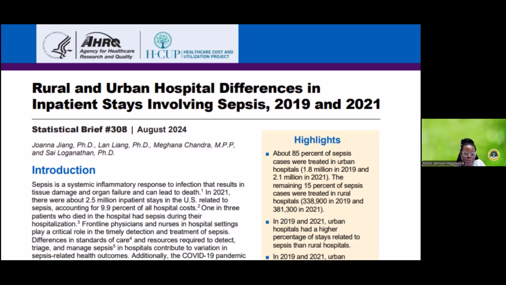In 2019 and 2021, urban hospitals had a higher percentage of stays related to sepsis than rural hospitals. And that may be because the patients were very ill and had to be transported to an urban hospital versus receiving their care in a rural hospital. This statistical brief does exclude data for rehabilitation and long-term acute care facilities, but I provide the references at the end of this presentation. So if you want to take a look at this more in depth, you can.